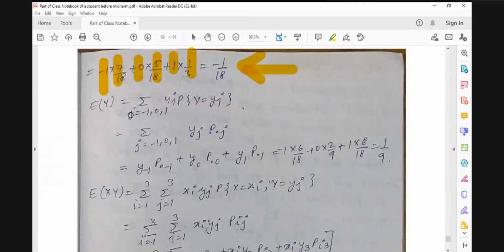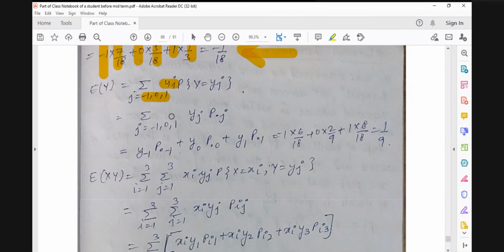Similarly, to calculate the expectation of y, I have to run this index j over all values of y, and then add yj into the probability that y equals yj. You know that this can be rewritten in this form: minus 1 times probability of y at minus 1, 0 times probability of y at 0, 1 times probability of y at 1. After simplification, this is minus 1 by 9.